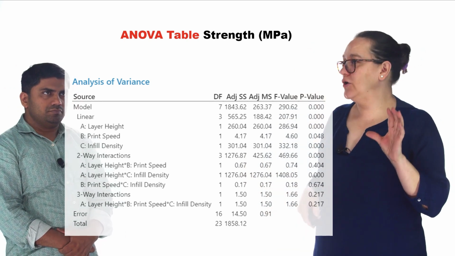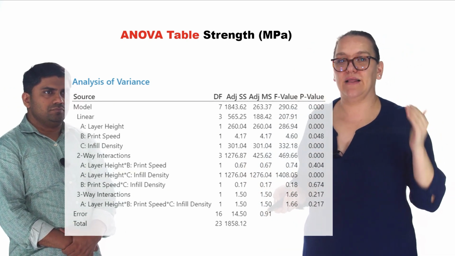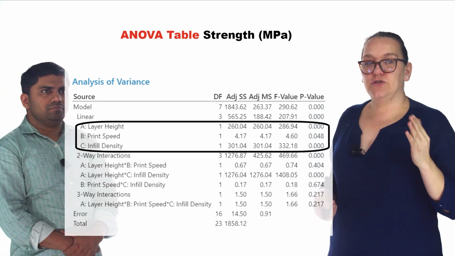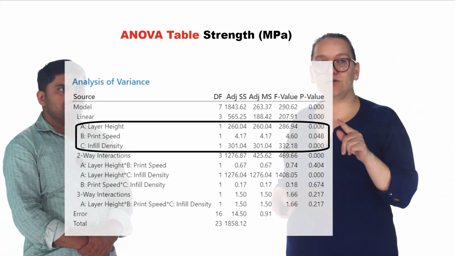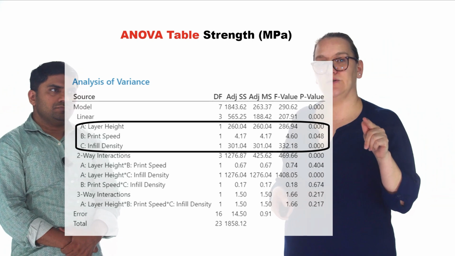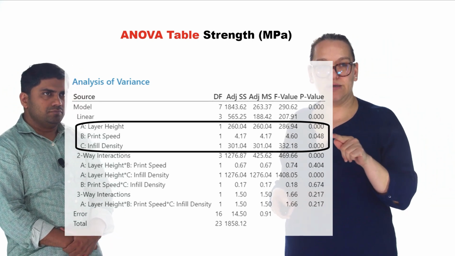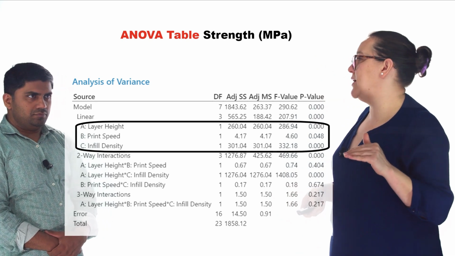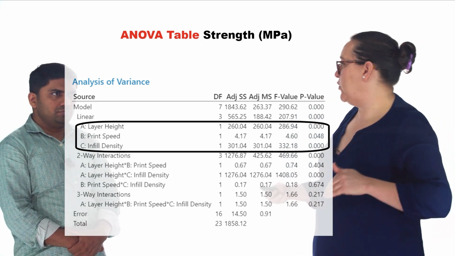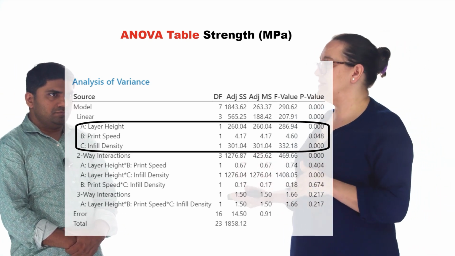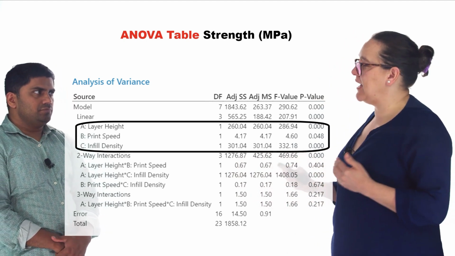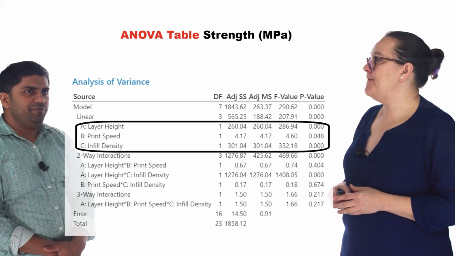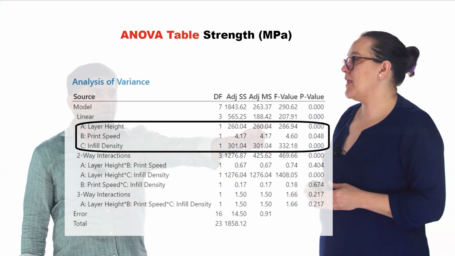So first we will go to what we call the main effects, like A, B, and C, just the factors themselves. If you look at the p-value, for layer height it is 0.00, print speed 0.04, and for the infill density it is also 0. Based on the rule that if the p-value is smaller than alpha, we reject the null hypothesis. So what will be the conclusion? Here we have to reject all the null hypotheses.